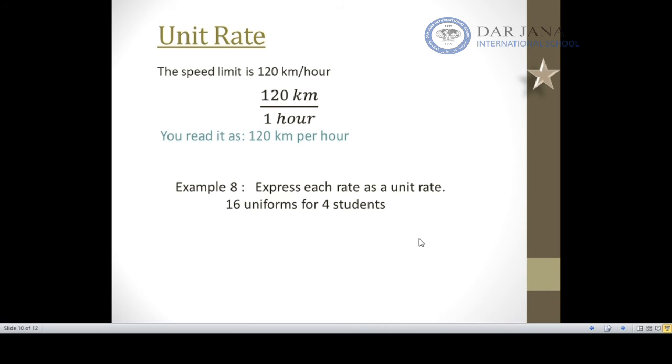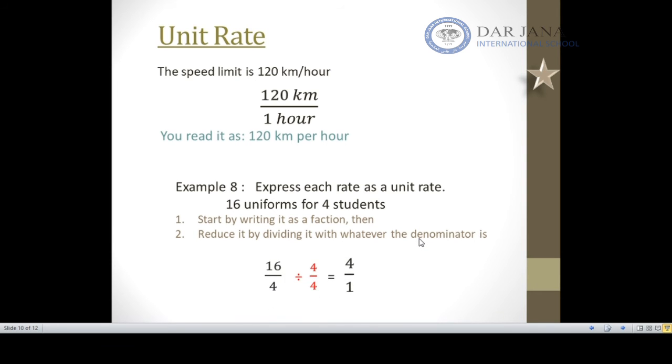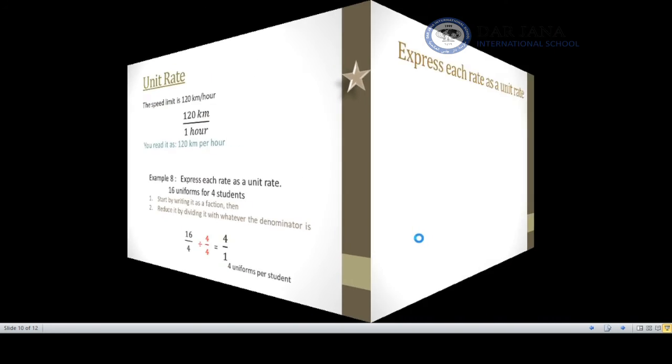uniforms for 4 students, and so first we start by writing it as a fraction. Then reduce it by dividing by whatever the denominator is. So look, 16 over 4, we divide both the numerator and the denominator by 4, and we get 4 over 1. So 4 uniforms per student.